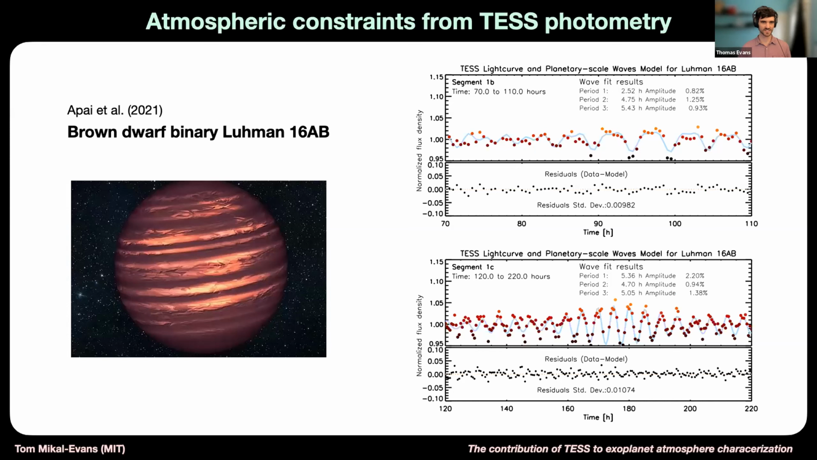Now, I'm aware that Daniel Apai will be talking about this work in more detail shortly, but it's really worth highlighting that some pretty amazing insights can also be extracted for brown dwarf atmospheres from TESS photometry. But right now, I'm short on time and I'll leave it to Daniel to say more about these results.